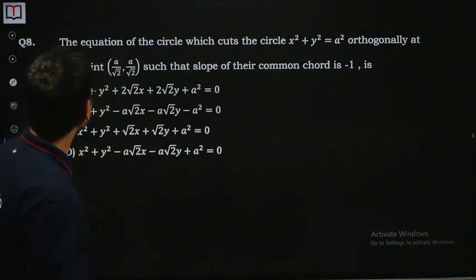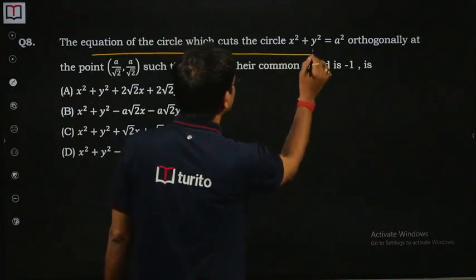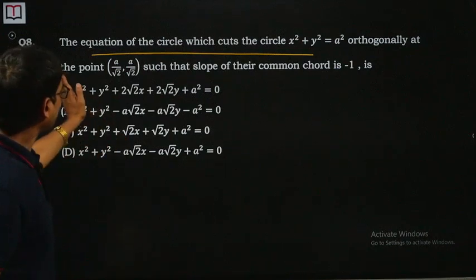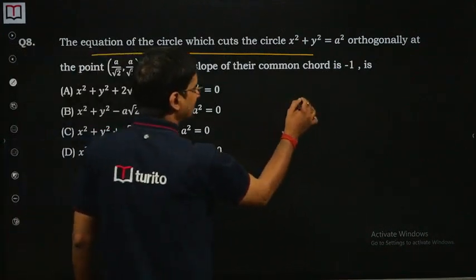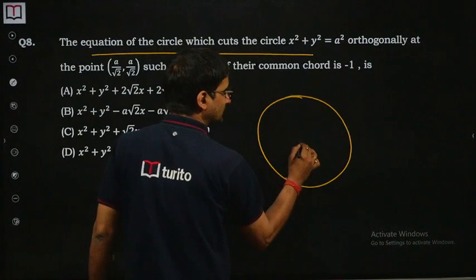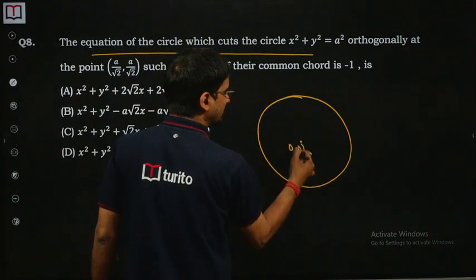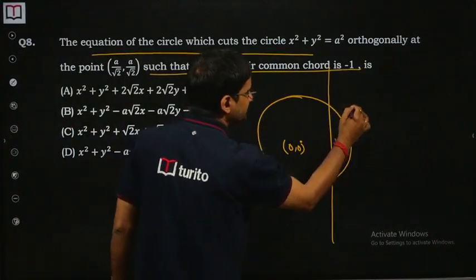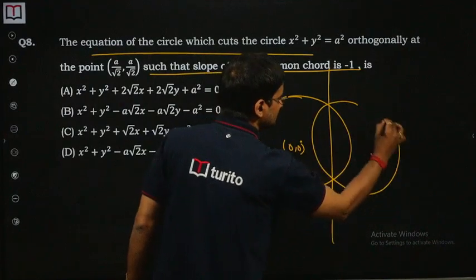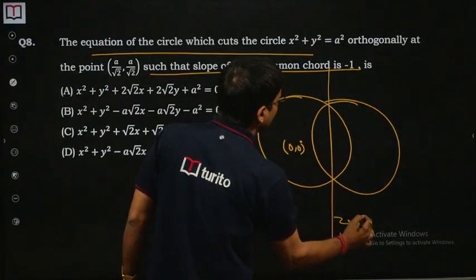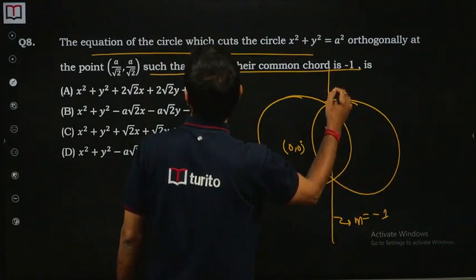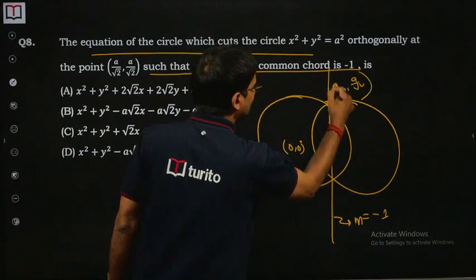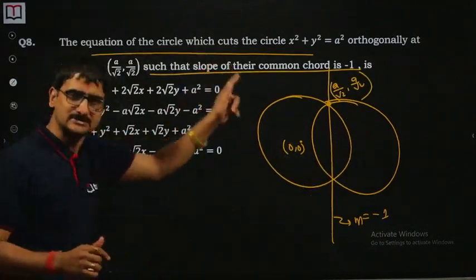Okay, now moving to the 8th question. The equation of a circle which cuts the circle orthogonally. See, again an orthogonal circle. The given circle is x square plus y square is equal to a square with center 0 comma 0, and the slope of their common chord is minus 1, and it passes through the point (a by root 2, a by root 2). So I can have the equation of this common chord.